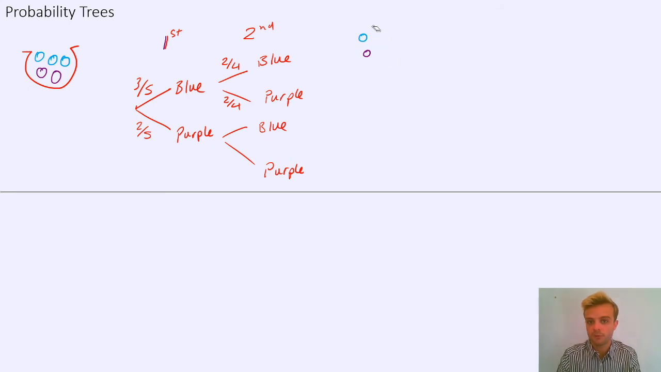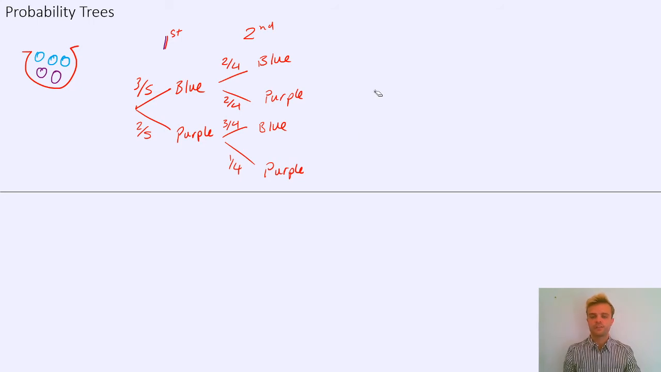Now, what if the first ball I picked was purple? Well, in that case, my bag currently looks like this. I've got my bag. Now, the first one I picked was purple, which means I still have 3 blue in there, but I've only got 1 purple left. Which means the probability that I pick blue is now 3 out of 4, and the probability that I pick purple is 1 out of 4.